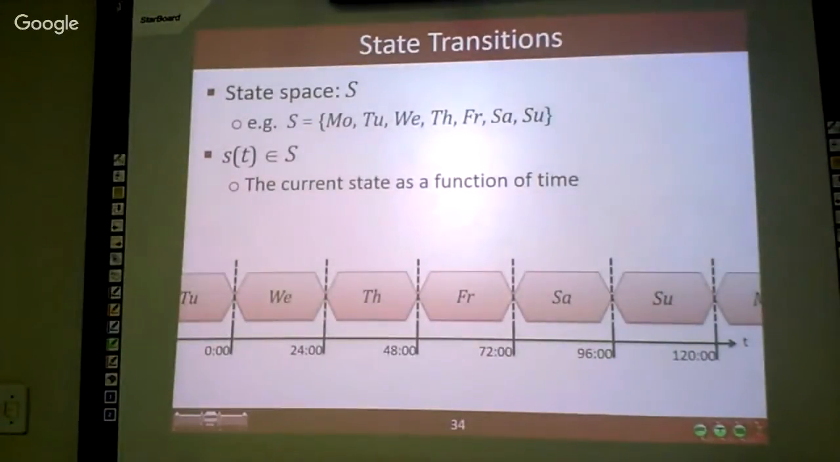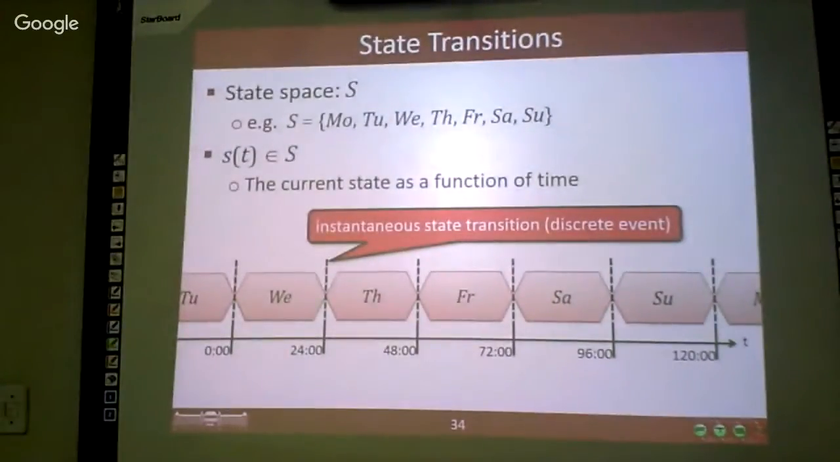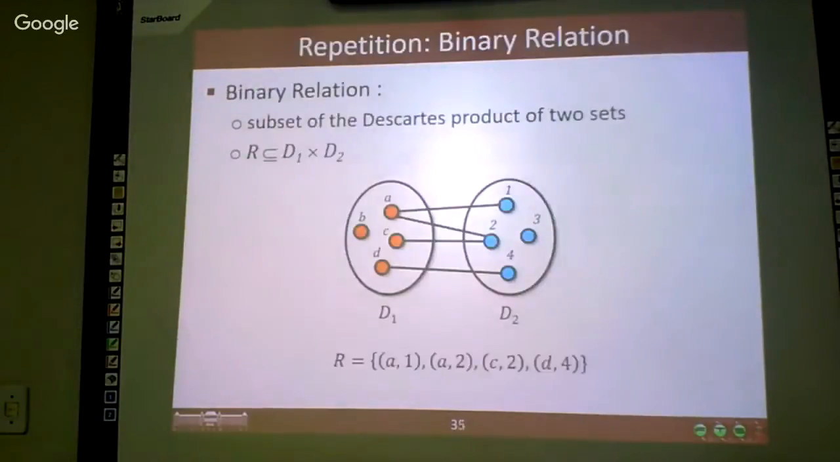So here is the working of a week. From day to day we change the state, and each state transition, each change of the state, is regarded as instantaneous. So it is a discrete event that will happen immediately in time at the end of the day. And the size of this window is fixed. It is 24 hours actually.